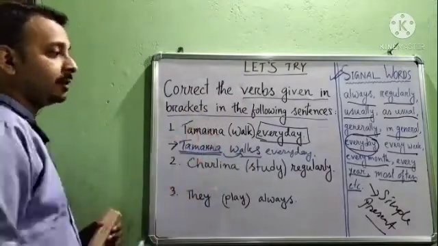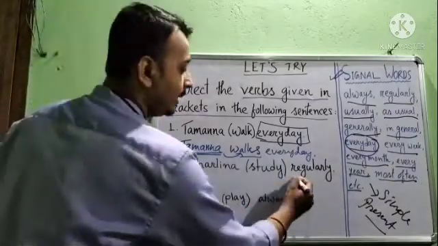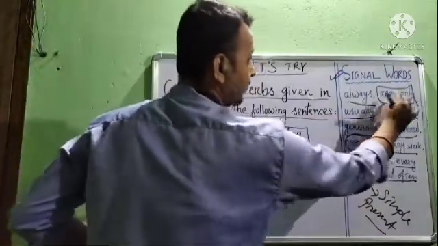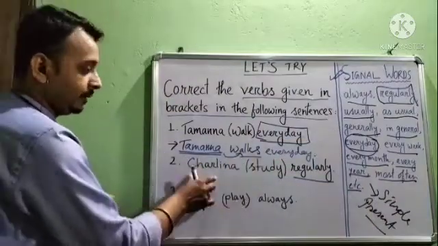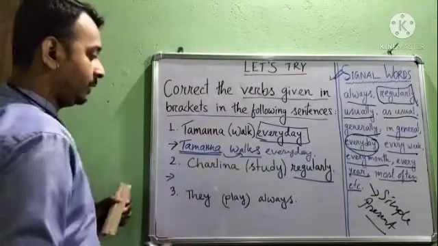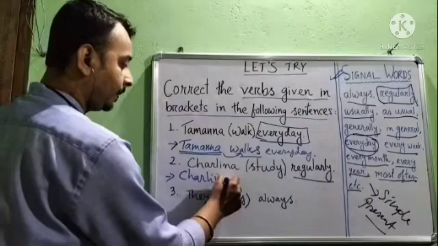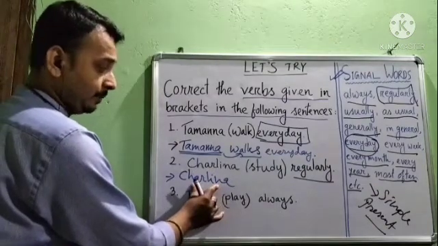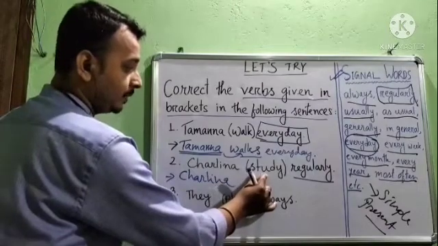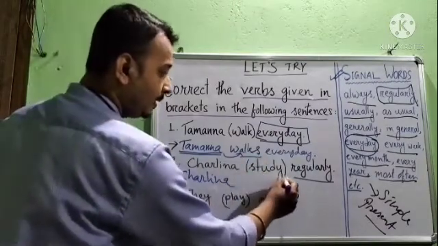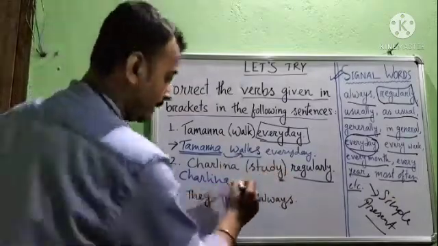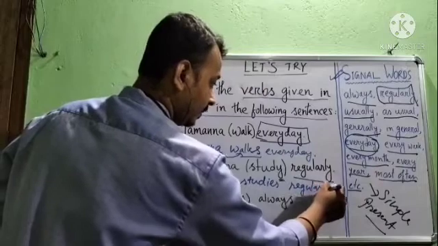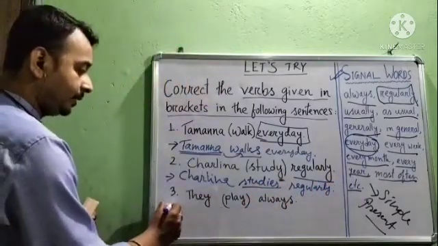Next one. What is the signal word? First duty is to find out the signal word. The signal word is regularly. So here regularly is a simple present tense signal word. You can find here the word regularly. These are all simple present tense signal words. So now you have to write this sentence also in simple present tense. So how will it look like? Charlina study. Study with the third person singular number as a subject in simple present. As you already know, we have to write the verb with s, es or ies. Here I will add ies because I taught you the y rule also, if you remember. Studies regularly. So this is correct. Next one, they play always.